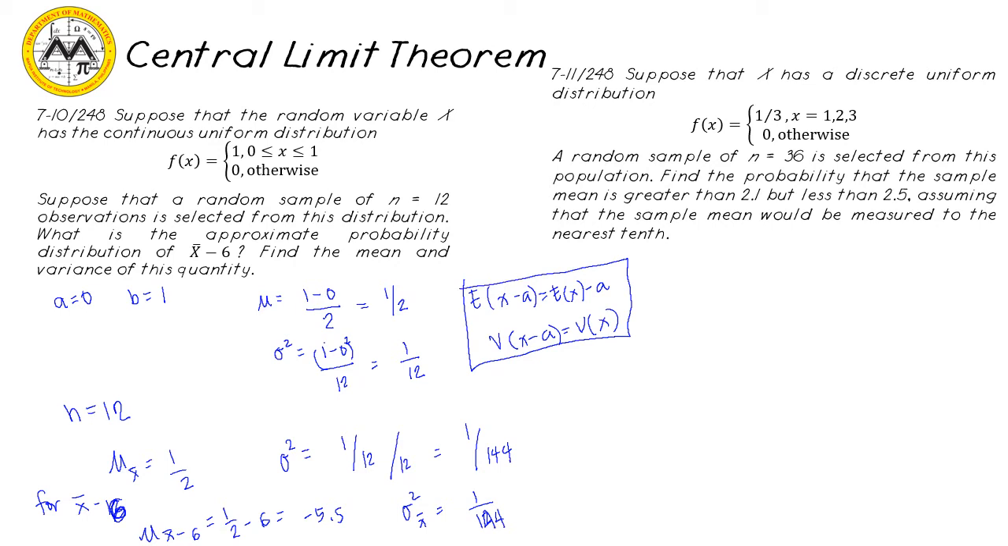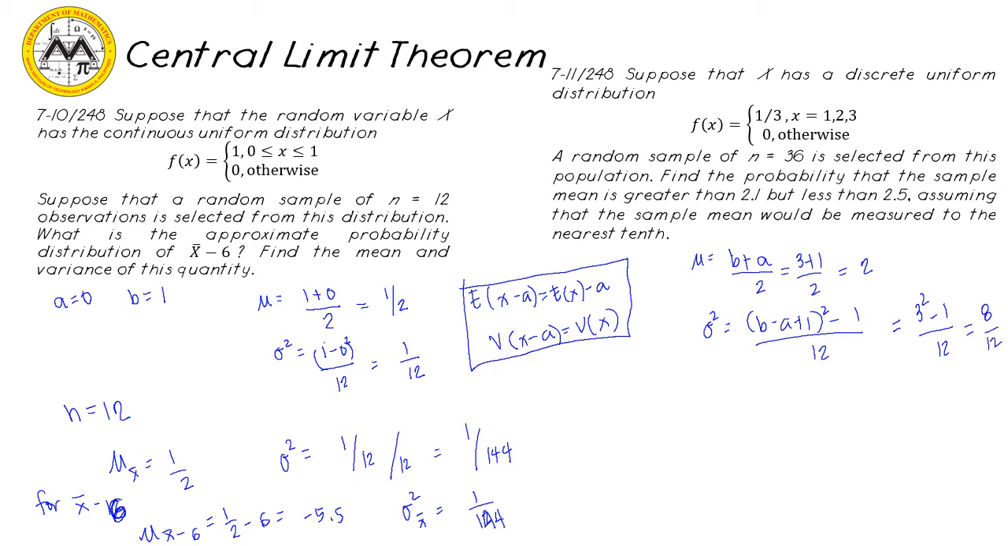Another one. Suppose that x is a discrete uniform distribution with x equal to 1, 2, 3. So the mean is a plus b over 2. Sorry, this is plus. So that is 3 plus 1 over 2 equal to 2. While the variance is b minus a plus 1 squared minus 1 all over 12. So this is 3 minus 1 plus 1, so 3 squared minus 1 over 12. So this is 8 over 12.